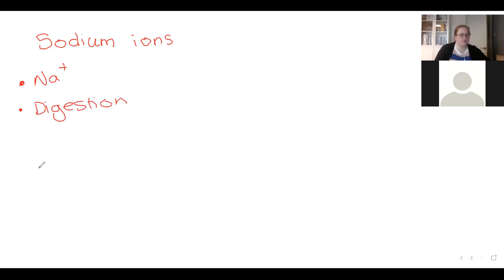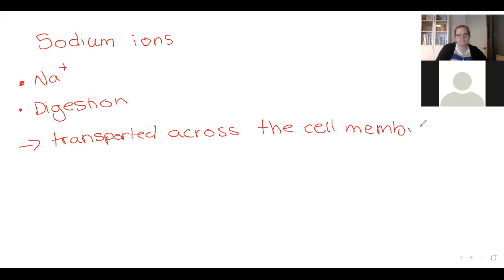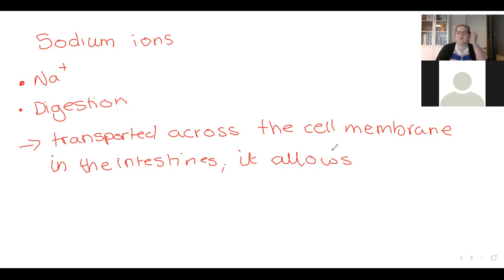What sodium ions are able to do is, when sodium ions are transported across the cell membrane of the intestines, it allows co-transport of glucose and amino acids.